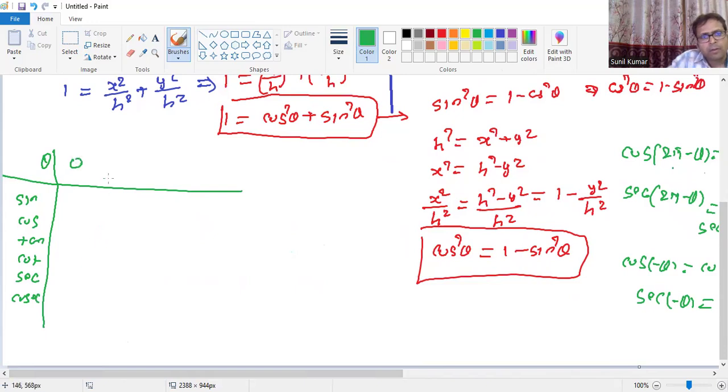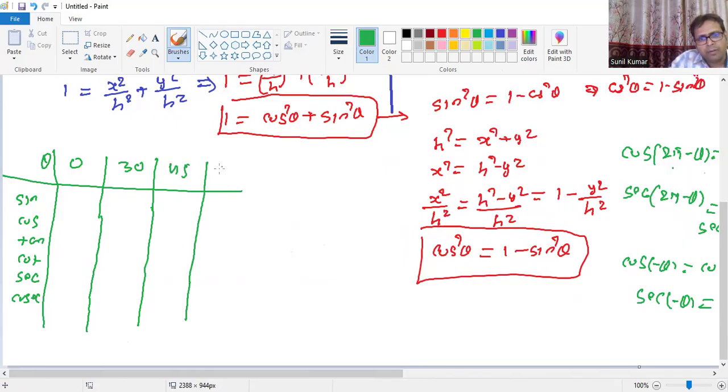Okay, if theta is 0. So this is the basic table, and based on this table, we can extend the values of sine and cos later. Suppose we have 30 degrees, 45, 60, and 90. So this one we have to know as the basics.